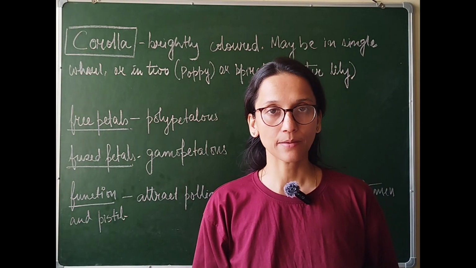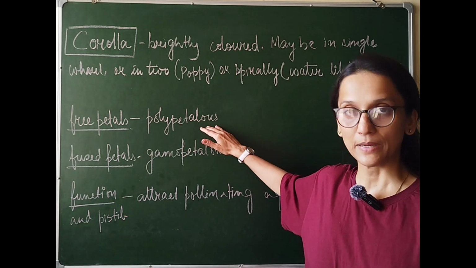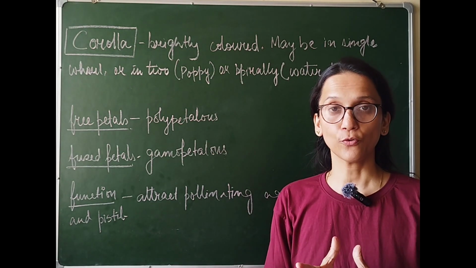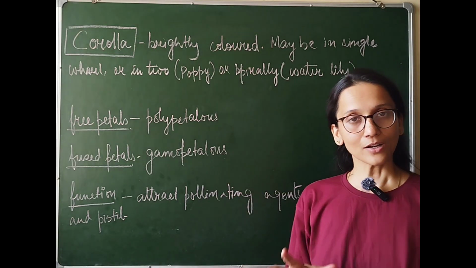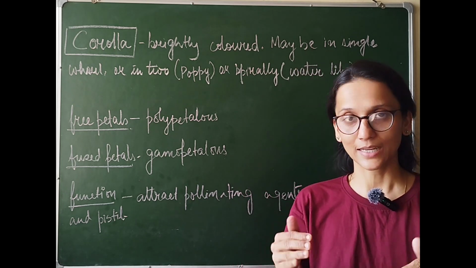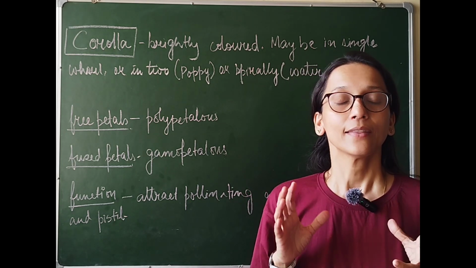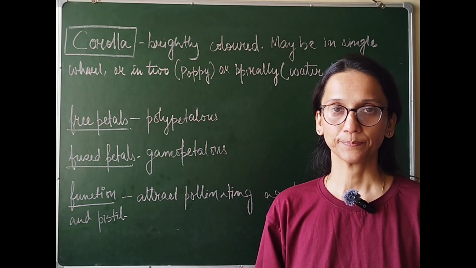Again, just like in sepals, these petals can remain free. If they are free, we use the term polypetalous, or they may be fused to form a tube-like or funnel-like structure. Then we call them gamopetalous. Function of petals: they are attractive because they have to attract pollinating agents and help in the process of pollination, and they also protect the androecium and the gynoecium of the flower.